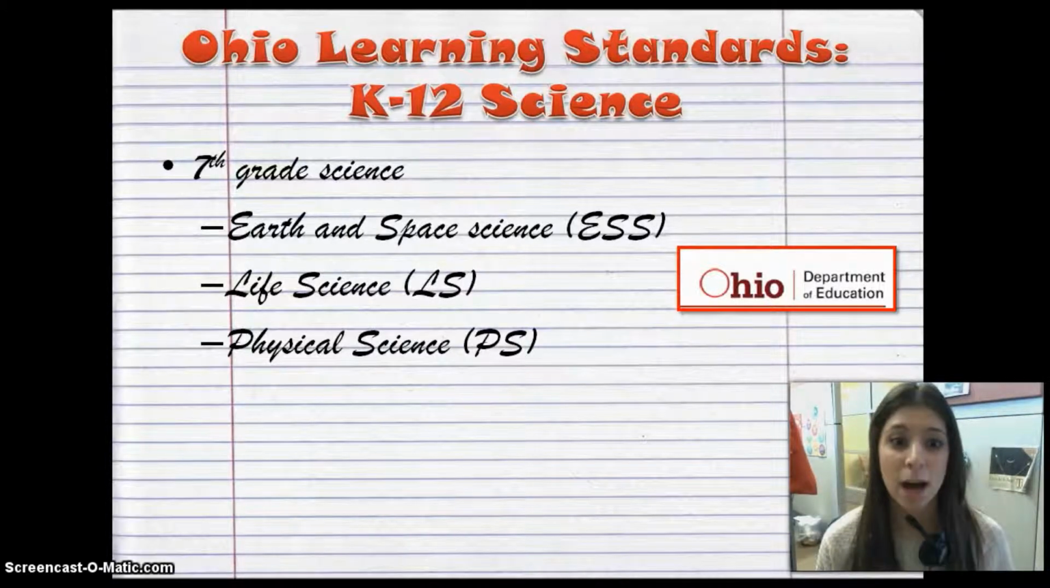There's Earth and Space Science, which is ESS, Life Science, LS, and Physical Science, PS, just to go over some of the abbreviations there. And I focused on Earth and Space Science because that's what I'm currently covering now in my 7th grade science course.